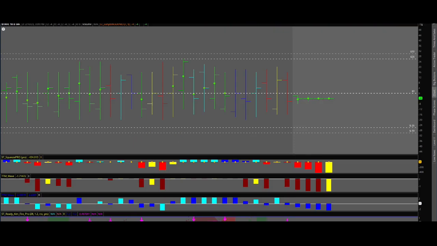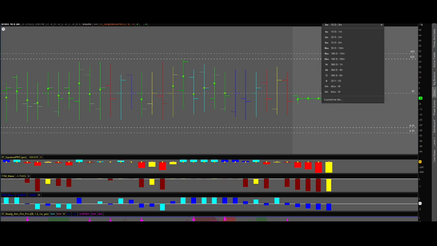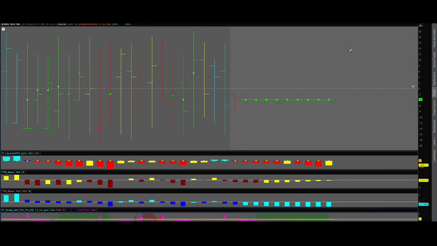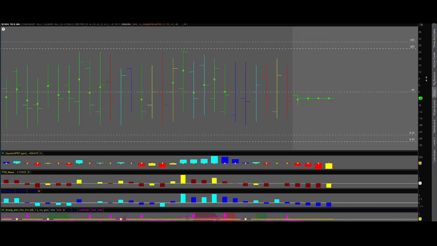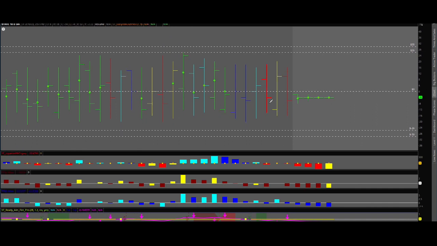So next I'm going to talk about Ticky C. I'm surprised I have it on that. Yeah, maybe I do leave it on 3 minute for a reason. But what I do with Ticky C is this is just an indicator that lets me know when a buying or selling algo has hit the market.